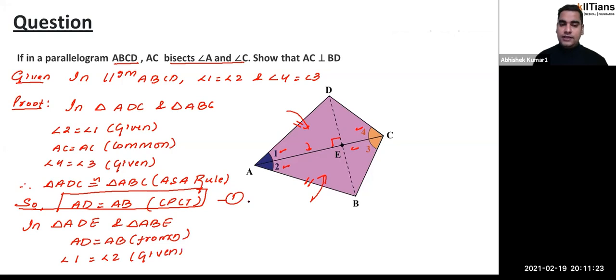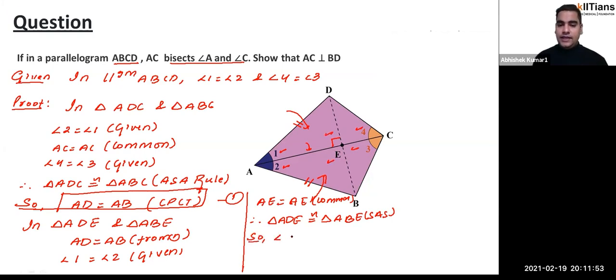What is the third thing? The third thing is we have a common side. So we have AE is equal to AE, common. So these two triangles are congruent to each other by SAS rule, right? So you have triangle ADE congruent to triangle ABE by SAS rule. And because these two triangles are congruent, this angle and this angle will be the same by CPCT. So you will have angle AED equal to angle AEB, and I'm going to call them, let's say, X, by CPCT.